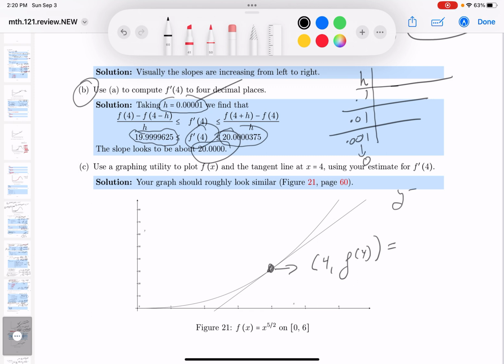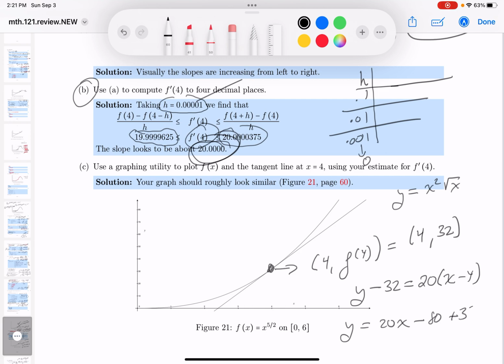And what's it going to be? If you remember, y was equal to x squared root x. So I can write this down. It's going to be 4. What's f of 4? Well, it's going to be 16 times 2, which is 32. So if you were to write this down, what would you get? Y minus y1. What's y1? 32 equals the slope. We believe the slope is somewhere around 20. And what do you get over here? X minus 4. Let me rewrite a tiny bit, and you can get 20x, that's going to be minus 80 plus 32.